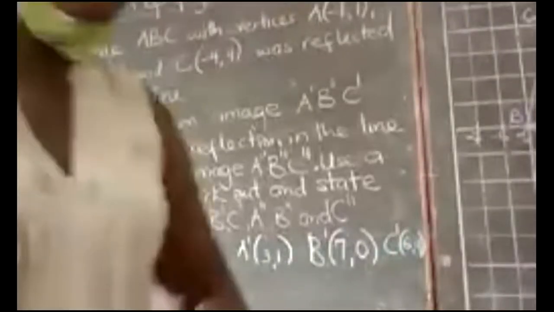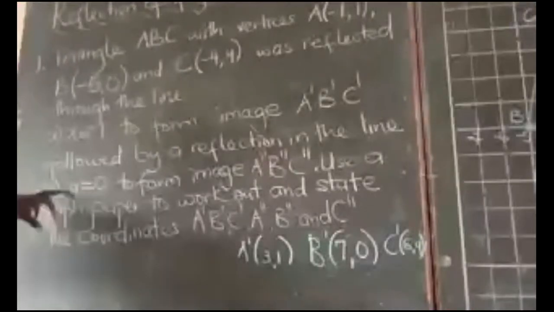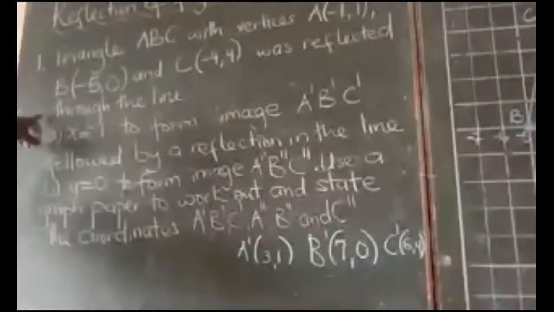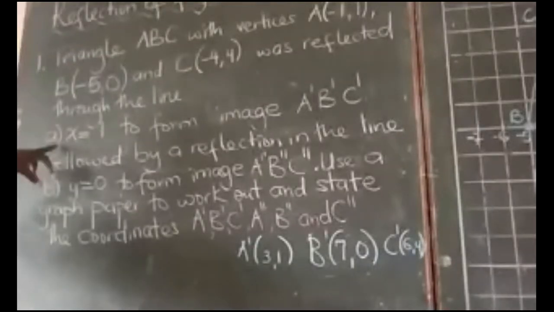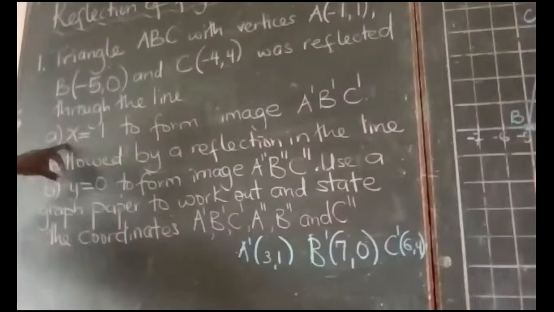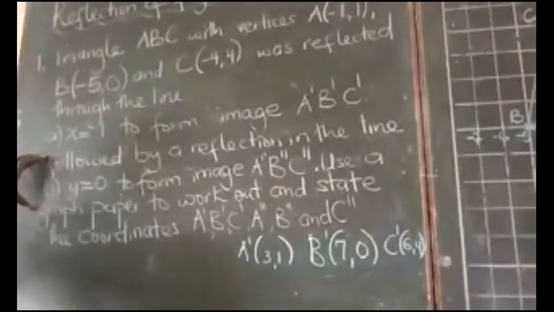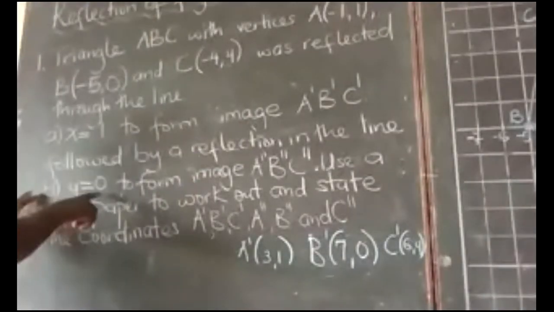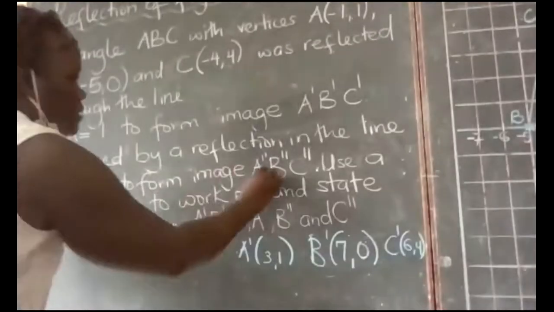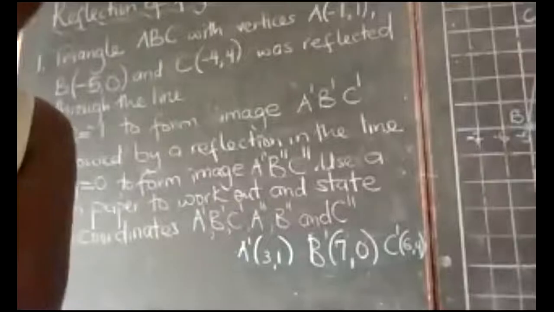Okay, Mr. Sali has put it in the chat. So we are now going to go through part B. We said this object was reflected through the line x is equal to 1 to form the first image, A prime, B prime, C prime. Now we have the second part, followed by a reflection in the line y is equal to 0 to form the second image. So I'm going to ask Mrs. Chisambu to go through.